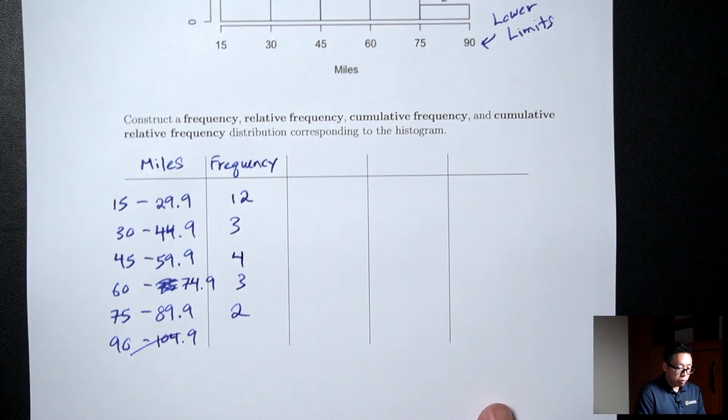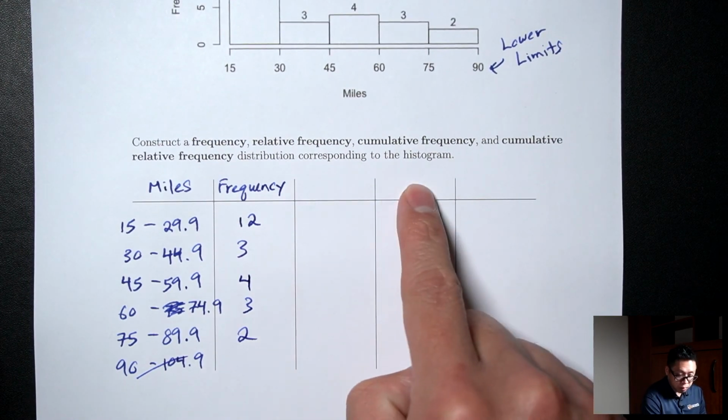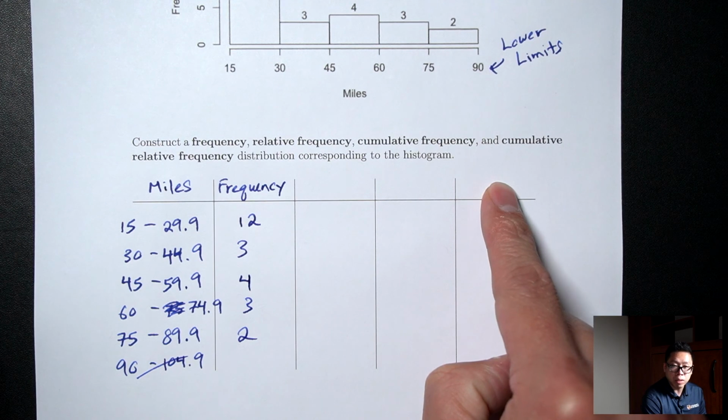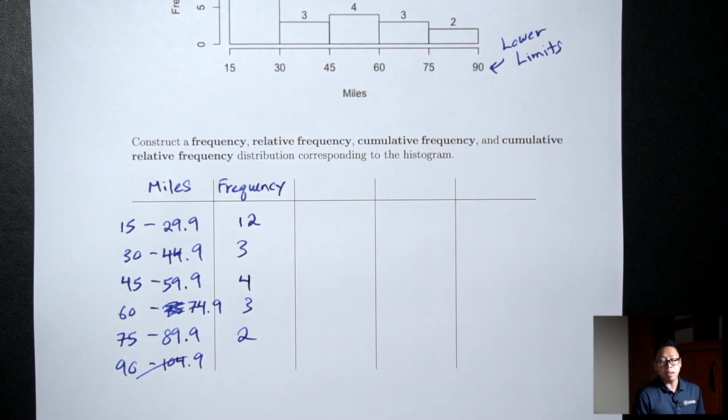And then we'll need to find a relative frequency, cumulative frequency, and cumulative relative frequency, which is the same process as that we did on the first 2 pages.